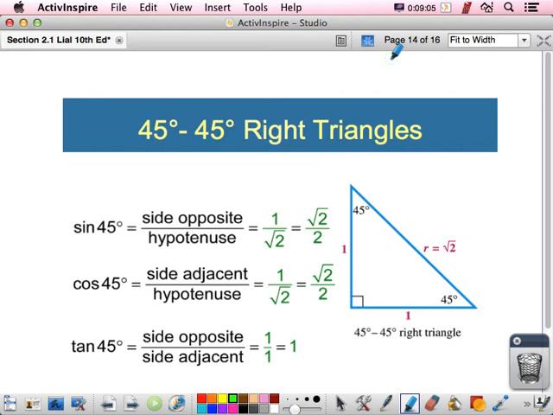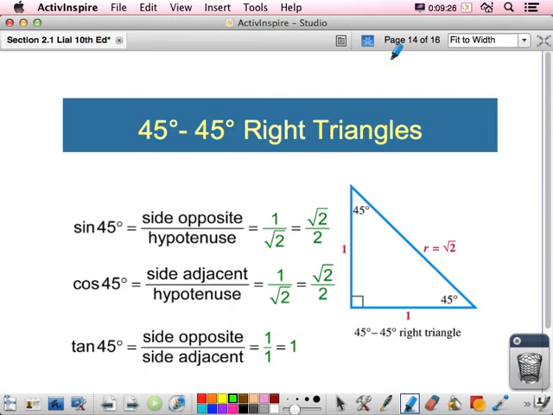Cosine is adjacent over hypotenuse, which is the exact same. So for 45 degrees, sine and cosine are the same, which is really nice. If you rationalize it as well, you get square root of 2 over 2. The best part about 45 degrees is the tangent value. The tangent value turns out to be 1. Opposite over adjacent is 1 over 1. So that sort of brings it all together.